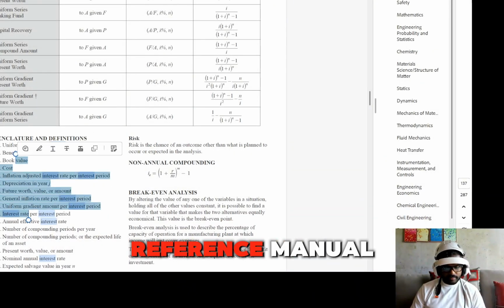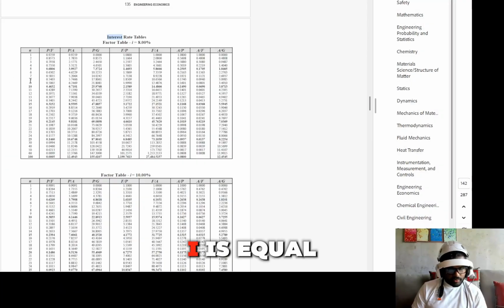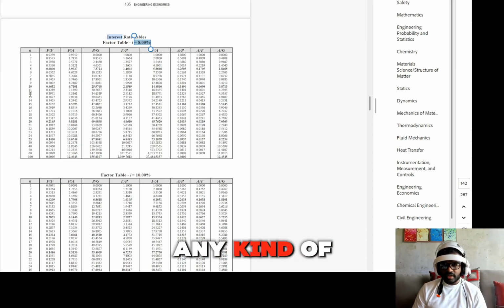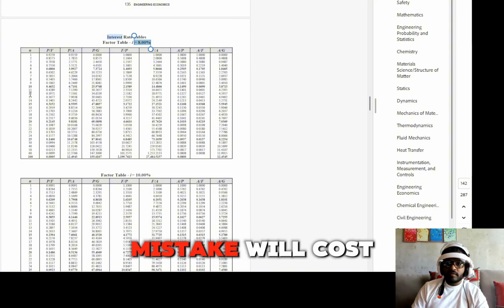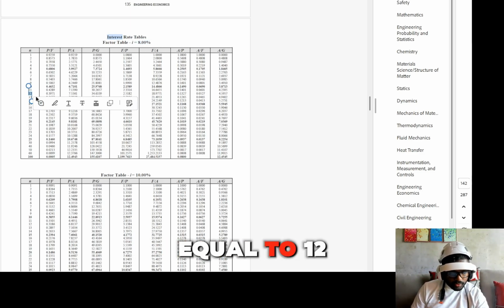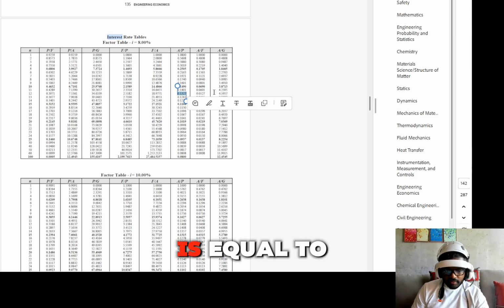Now, when you look at this reference manual, scroll down. Now, these are the tables that we need to focus on. I is equal to 8% and N is equal to 12 years. When you're writing the exam, don't be in any kind of rush, guys, because one small mistake in these math problems, even though they are very easy to score, one small mistake will cost you. So when you're doing your math problems, pay full attention. So N is equal to 12. For this N is equal to 12, we are trying to find A by P. A by P value for N is equal to 12 is 0.1327.